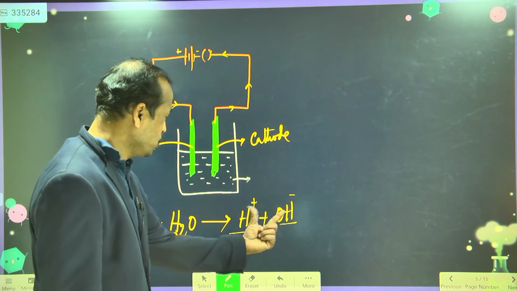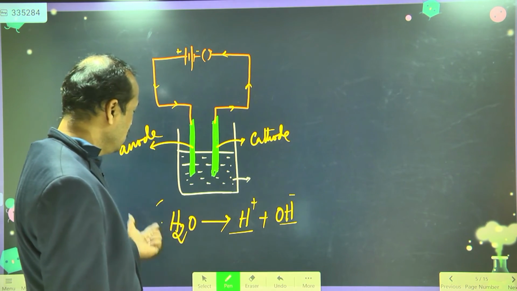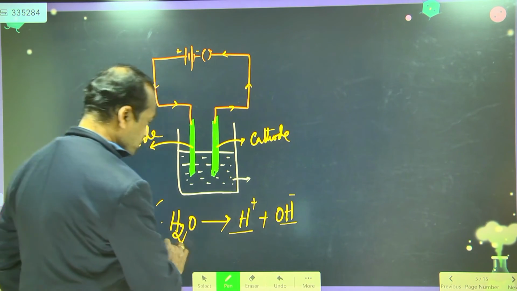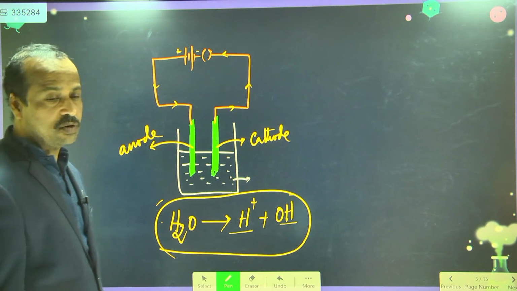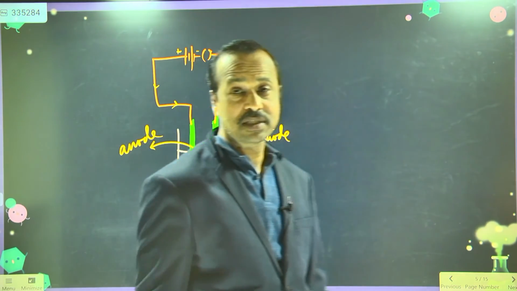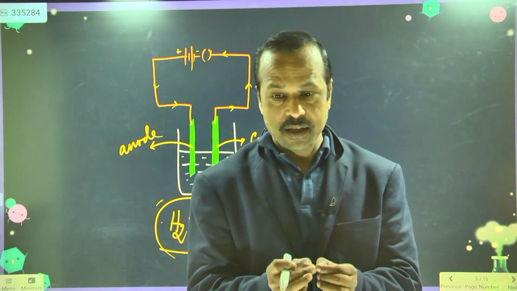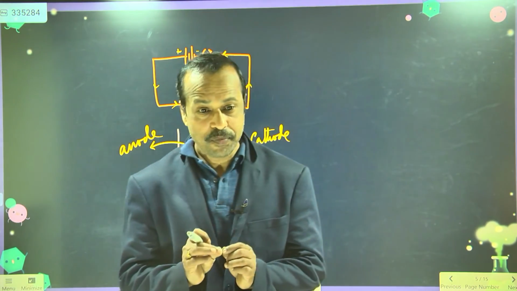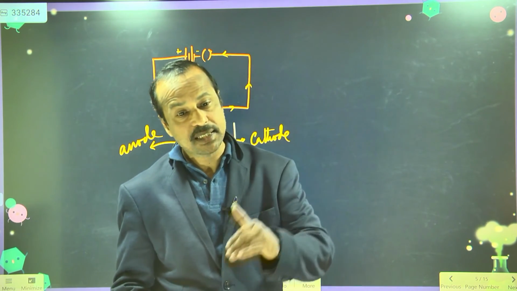H2, hydrogens, H2O. One plus, one minus becomes neutral. So this is called electrolysis. Electrolysis means what? The process of decomposition. Decomposition means what? Breaking. The process of decomposition of a chemical compound into its constituent ions by passing electricity.